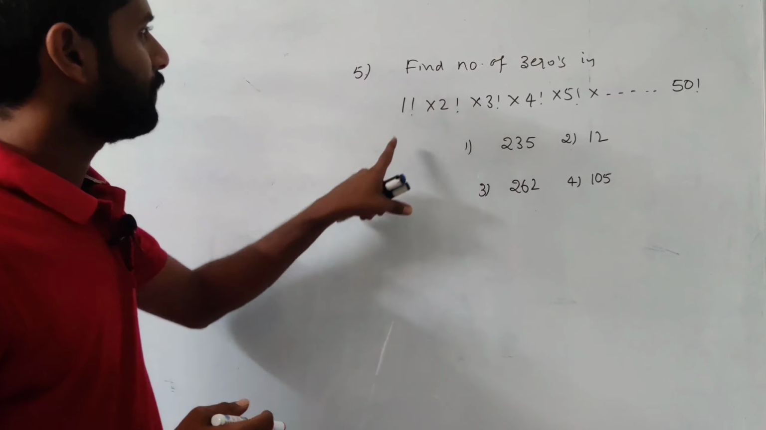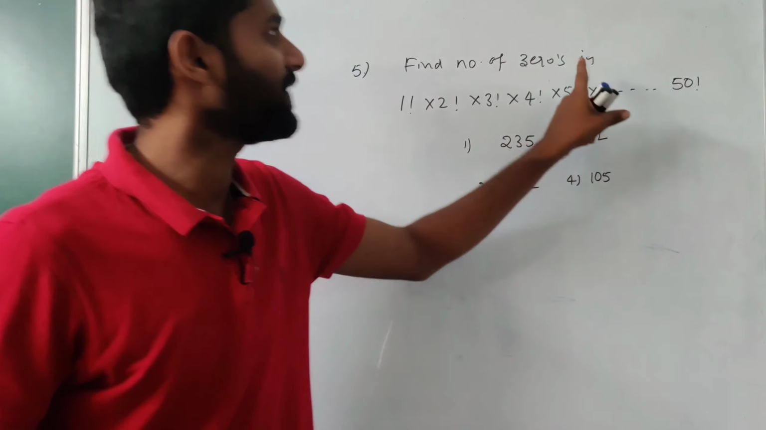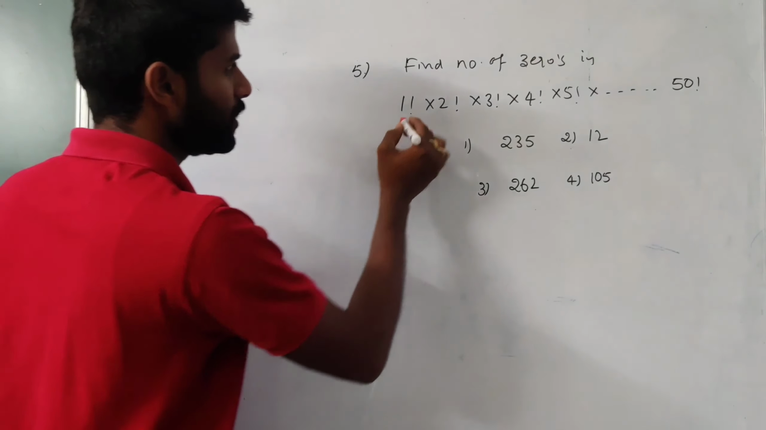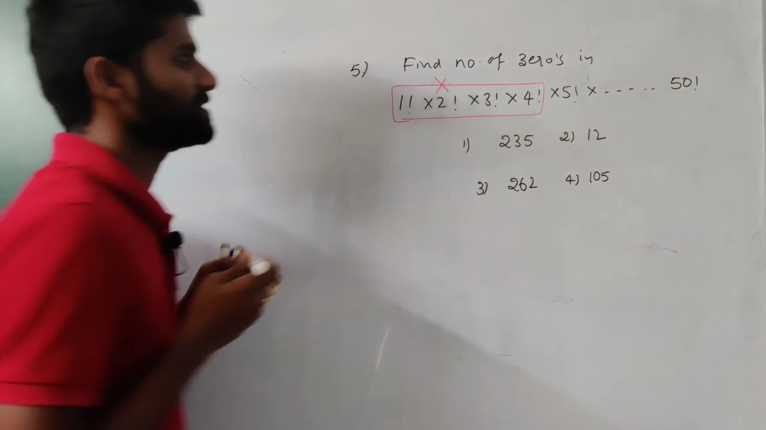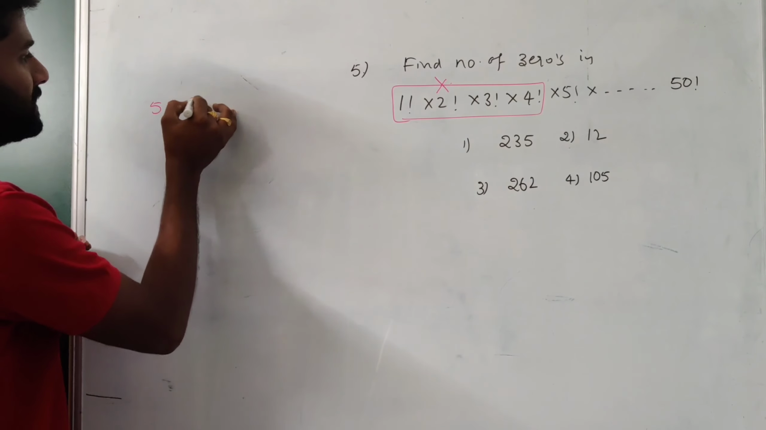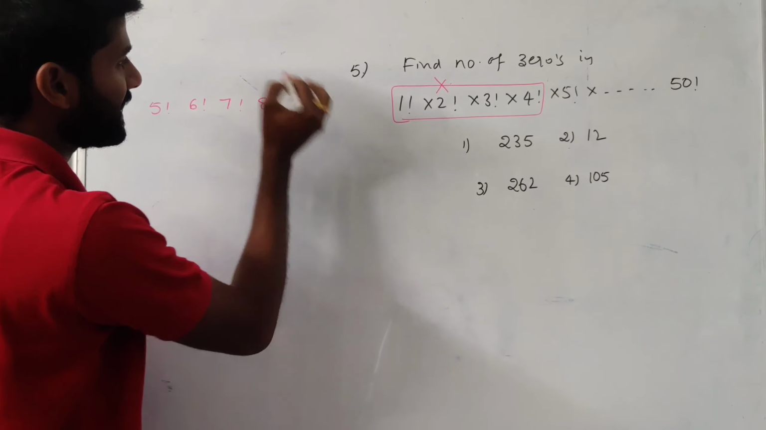Okay, see, 1 factorial into 2 factorial into 3 factorial up to 50 factorials. Find the number of zeros. First see, this is the important question. First of all, from 1 to 4 factorial we never get any zeros. That is point number 1. Next 5 factorial, 6 factorial, 7 factorial, 8 factorial, 9 factorial.